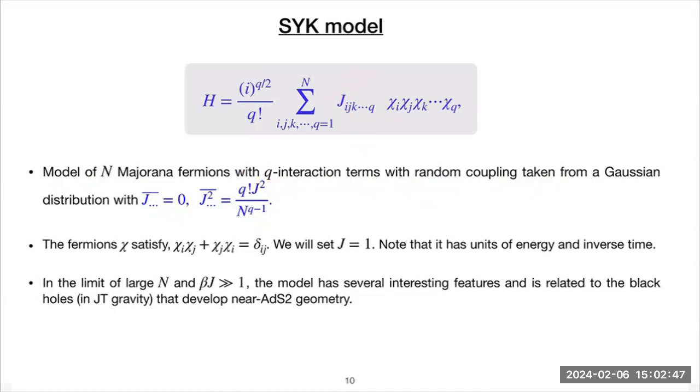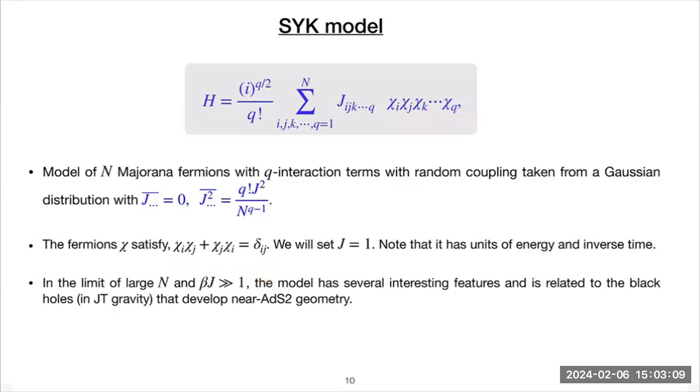Now we can consider any general value of q, but we'll see later that we'll just restrict to q equal to 4, because that is the most popular version of the model which people study. So we just take q equal to 4. These Majorana fermions satisfy this relation.